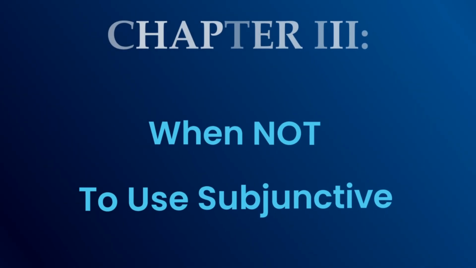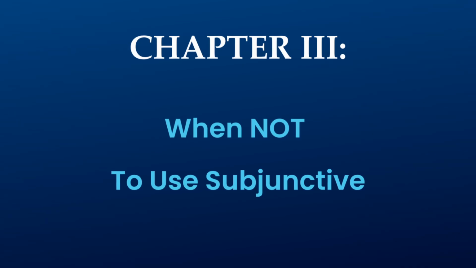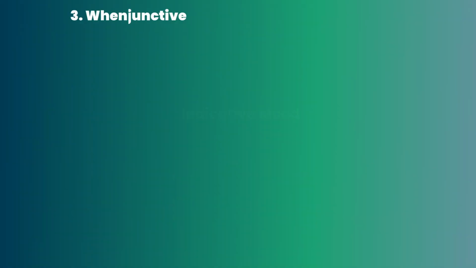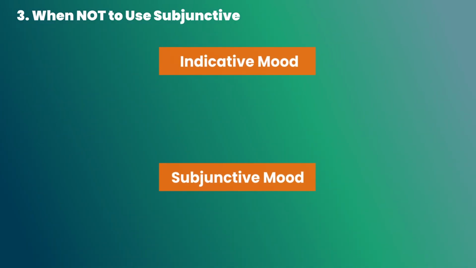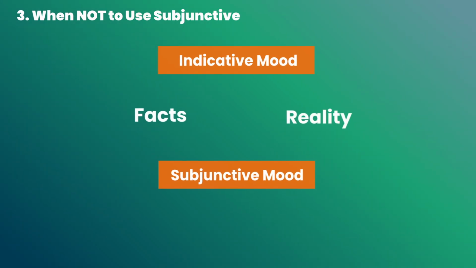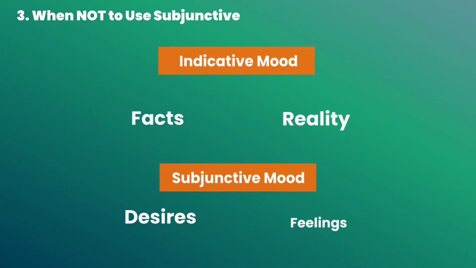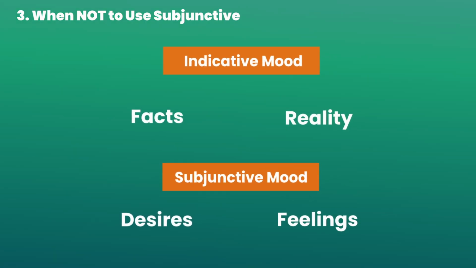Now let's continue. Chapter 3. When not to use subjunctive. In this chapter I want to clarify something important about the whole two subjects, two verbs thing. We've already discussed the grammatical structures for both indicative and subjunctive moods. We've also discussed that the indicative mood represents facts and reality, and the subjunctive is responsible for desires and feelings, the uncertainty. Now I give you this sentence and I want you to tell me what you see.